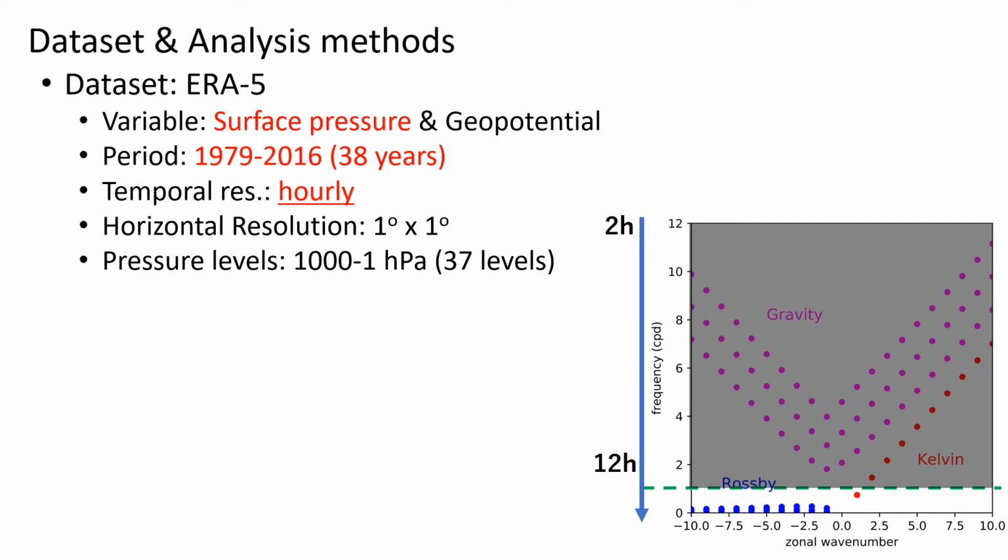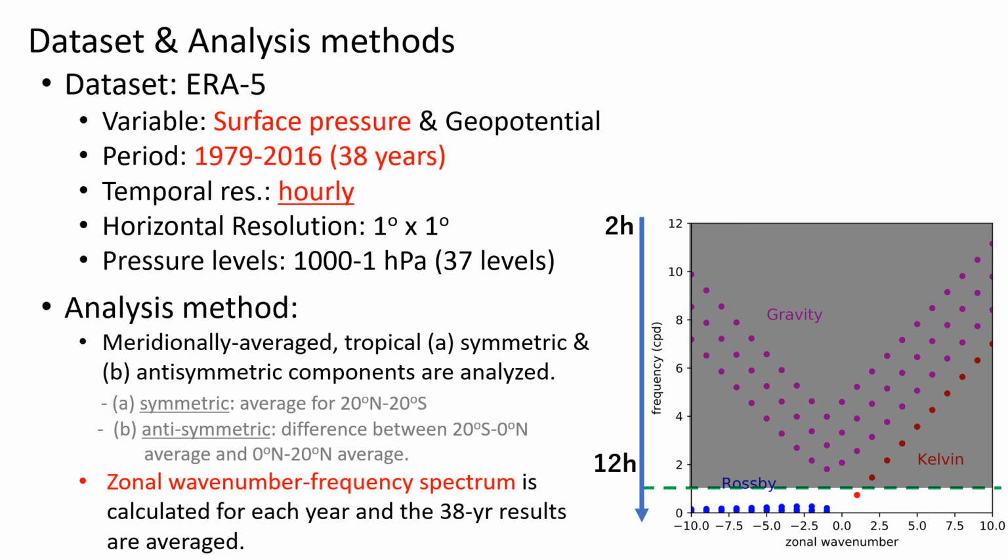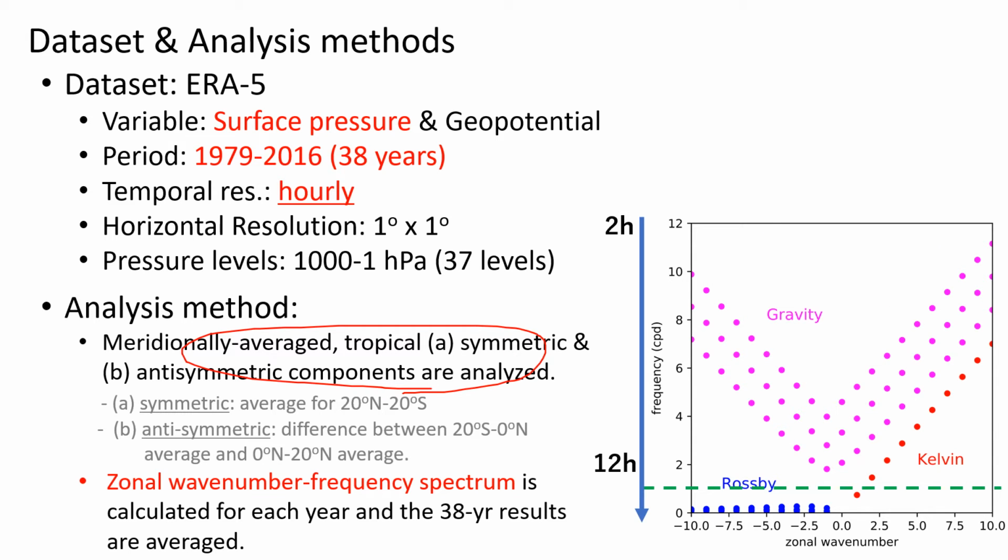This is a description of the dataset and analysis methods. We used ERA5 surface pressure and geopotential for 38 years. For the analysis methods, we first prepared meridionally averaged tropical symmetric and anti-symmetric components. And by using these datasets, the zonal wavenumber-frequency spectrum, a two-dimensional spectrum, is calculated for each year, and the 38-year results are averaged. And by using the hourly dataset, we expect that we can identify the normal modes in this very high-frequency region.